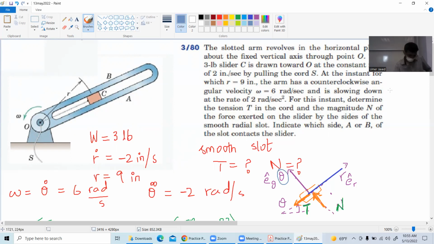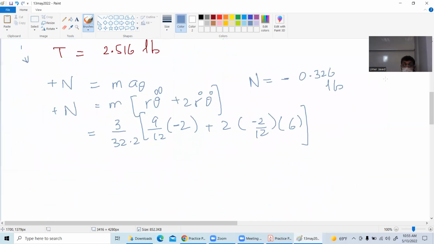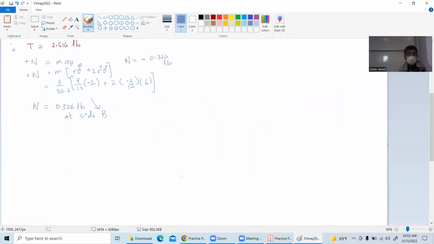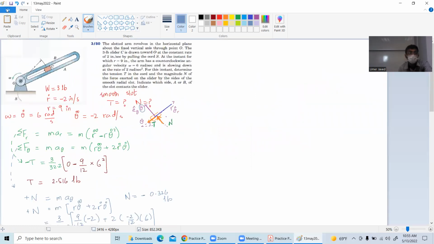Hocam, I think the A is connected with C. No, N is coming out to be in the downward direction. So the answer is at side B. So I will say at side B. Okay, I will stop here for a few seconds for our students to have a look.